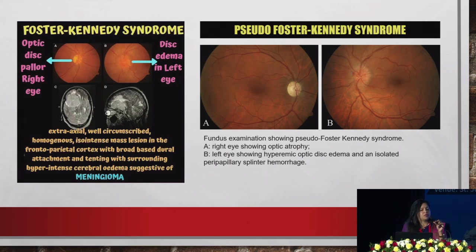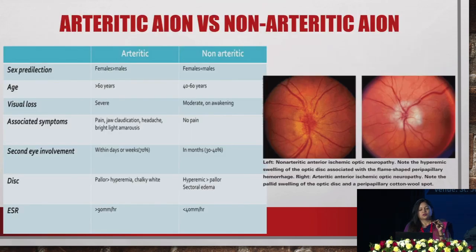But the most common cause is sequential non-arthritic AON. One eye has already had an episode, so that disc is pale, and the other eye is affected sequentially after some weeks. So that is mimicking Foster-Kennedy syndrome. Again, I'm not going into the details of all these things. You have arthritic and non-arthritic AON, as I told you. In arthritic, the characteristic feature is a pallid disc edema, whereas in non-arthritic, you see hyperemia of the disc with edema. And the visual loss also is more severe in arthritic.